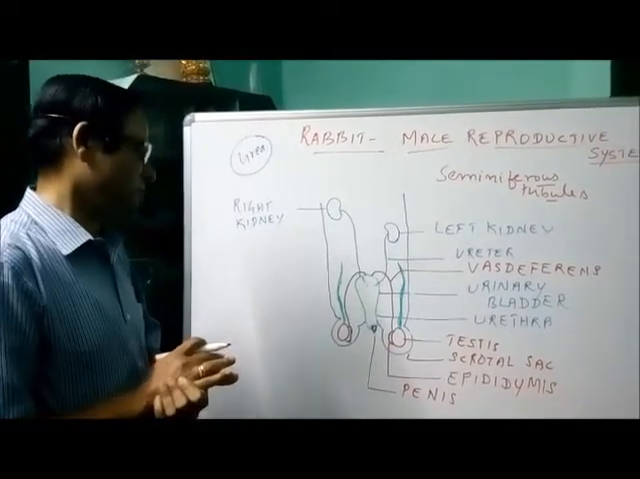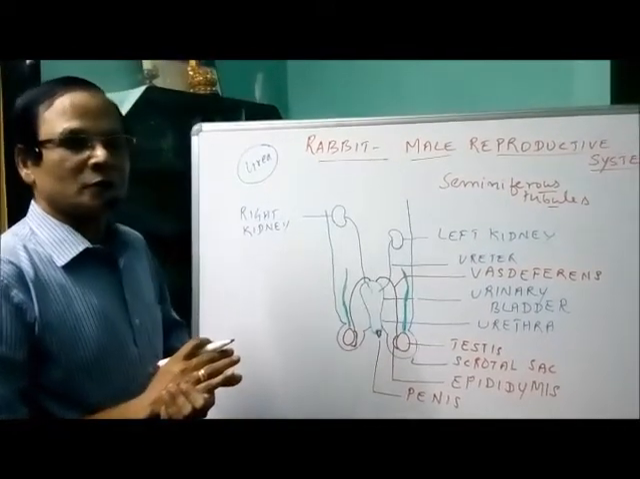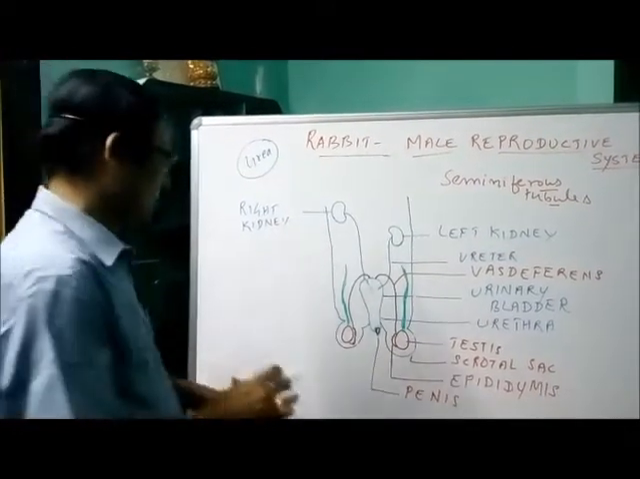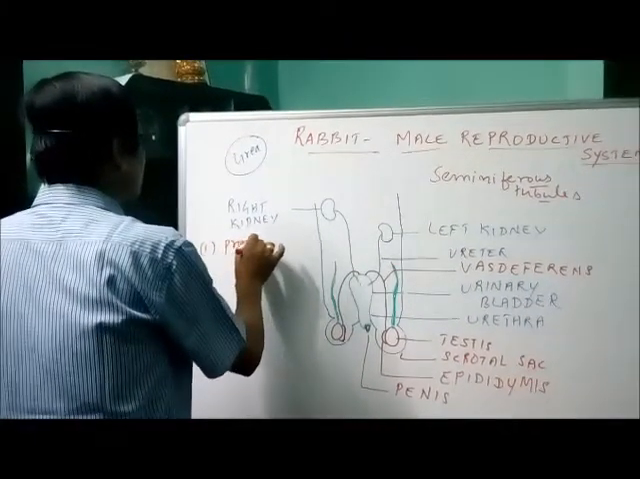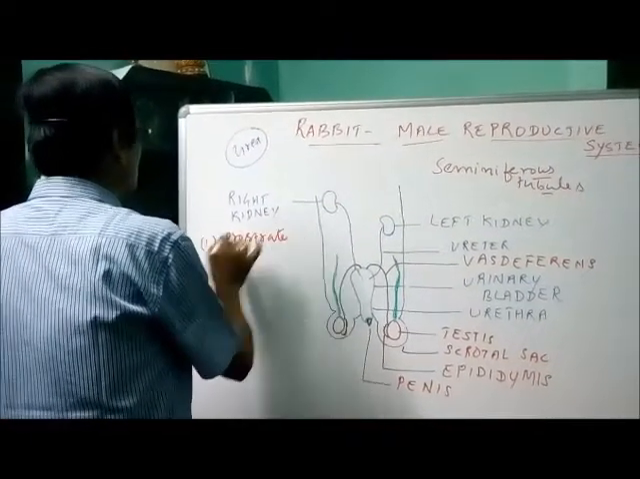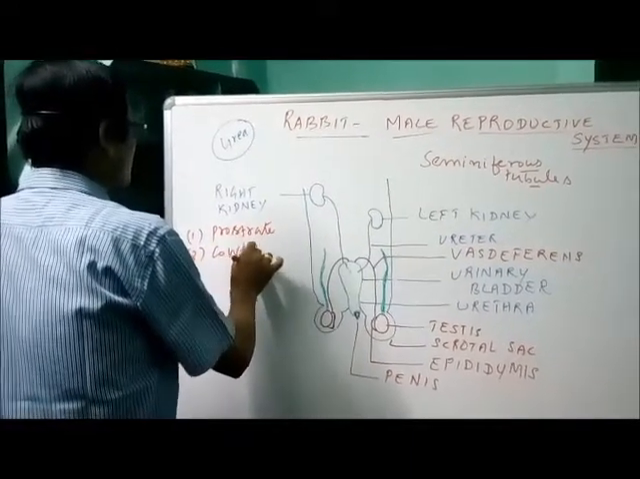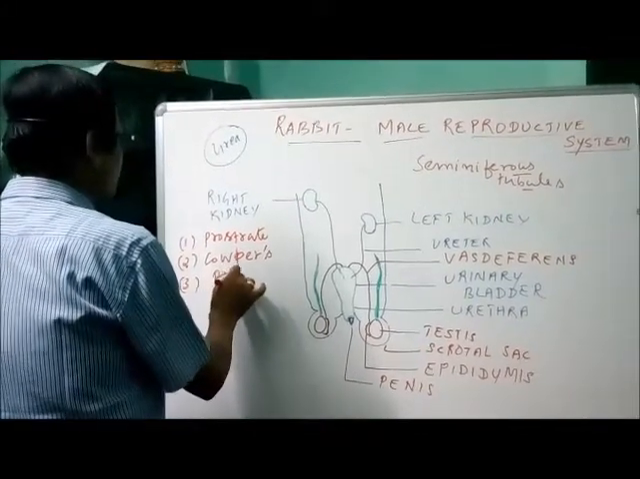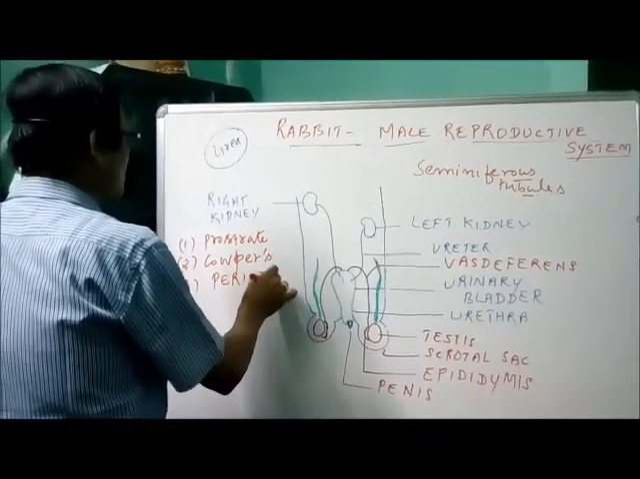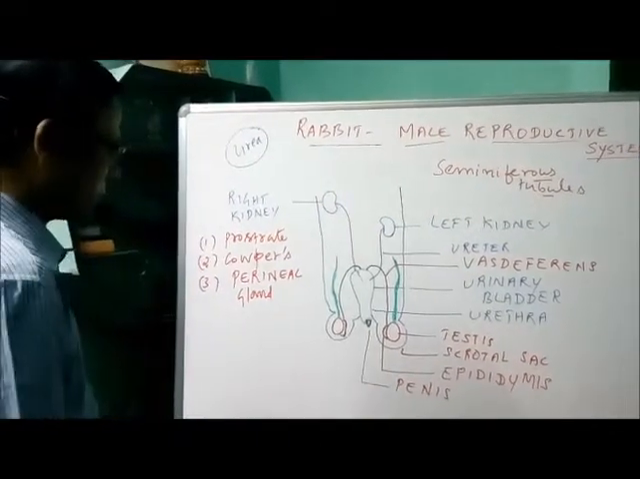materials are eliminated. Now we have some glands associated with the male reproductive system. There are three glands. One, the prostate gland. Another one, Cooper's gland. The third one, the perineal gland. These are all the three glands associated with the male reproductive system.